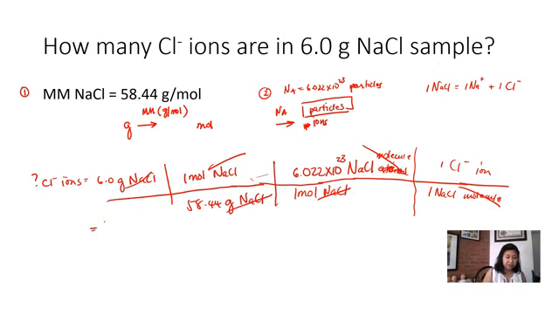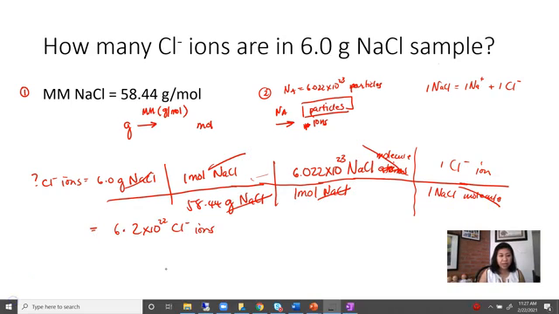So we have, okay, so we have 6.2 times 10 to the power of 22 chloride ions. Notice that I rounded the number to 2 sig figs based on the data here, the one that has the least sig figs. This has 2 sig figs, this number has 4, and this number is exact. Okay, so that will give you 2 sig figs information.